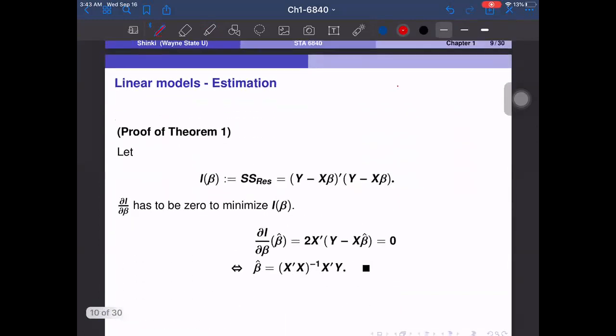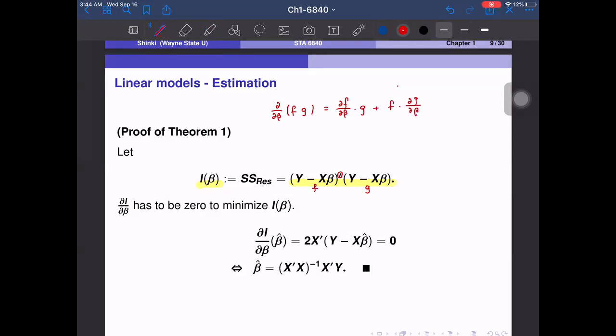And how to prove this formula? Actually, this is surprisingly easy. Let L of beta be the SS residual. That is a function of beta, to be exact, a quadratic function of beta. Now we want to differentiate this, and we can use the product rule in calculus. Suppose this is F, this is G. This is just a transpose, so I write FG. This is the derivative of F times G plus F times the derivative of G.